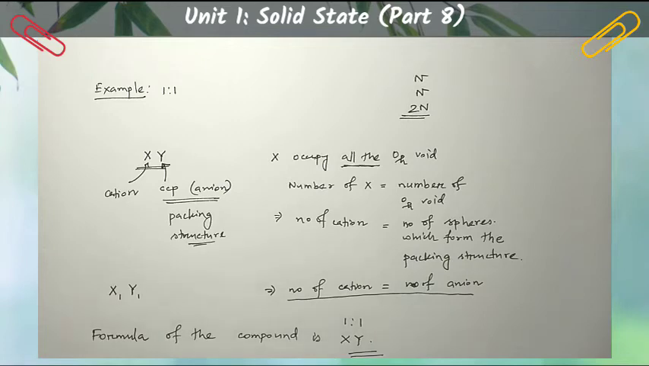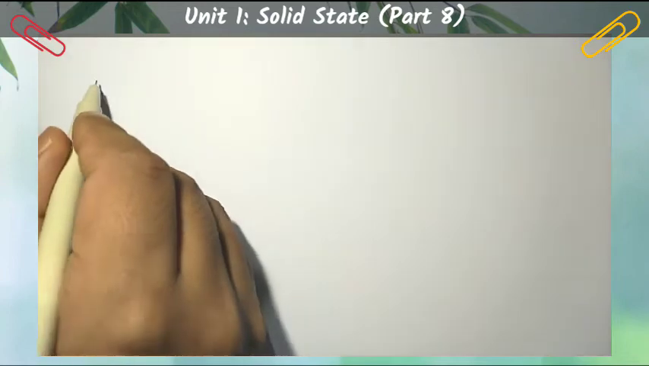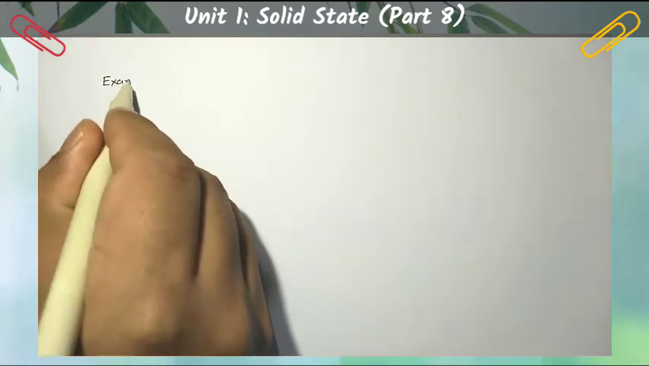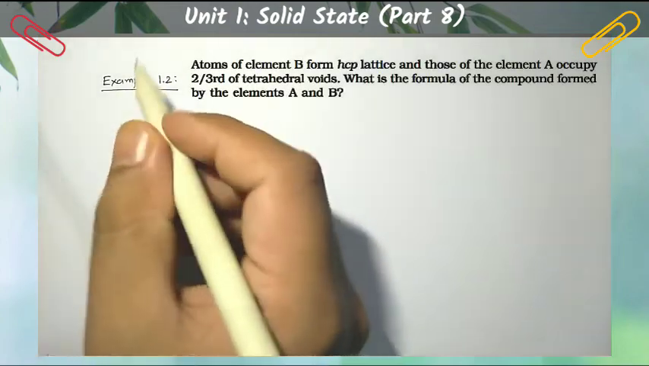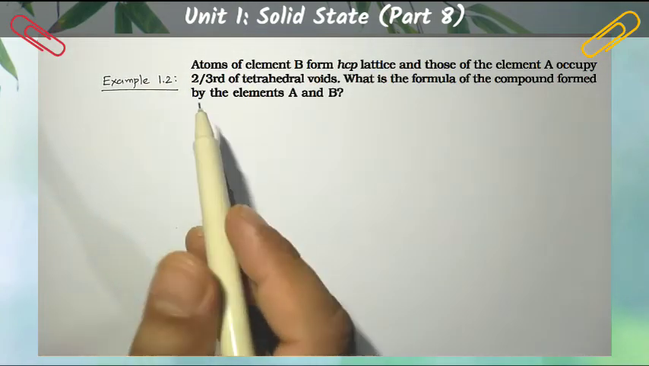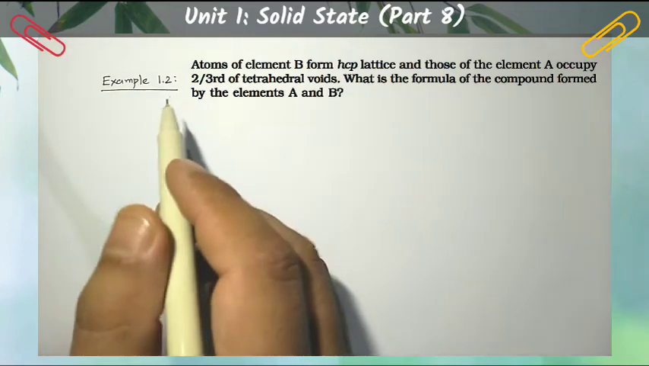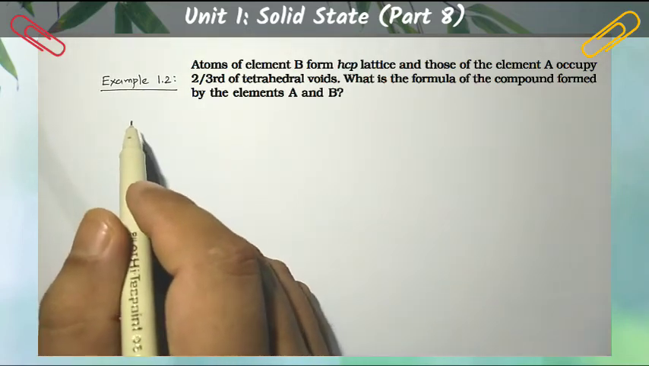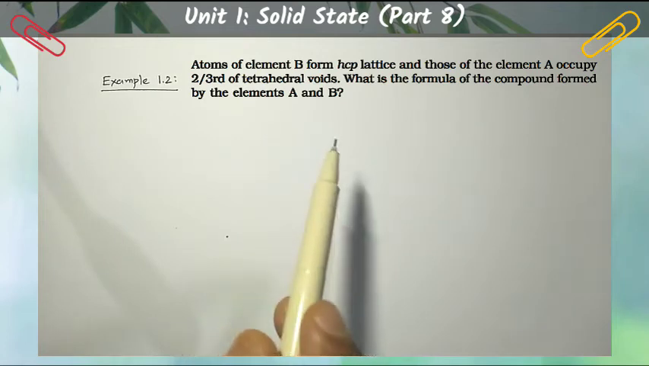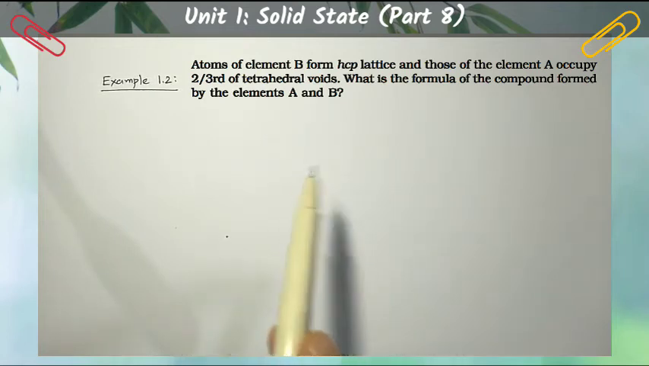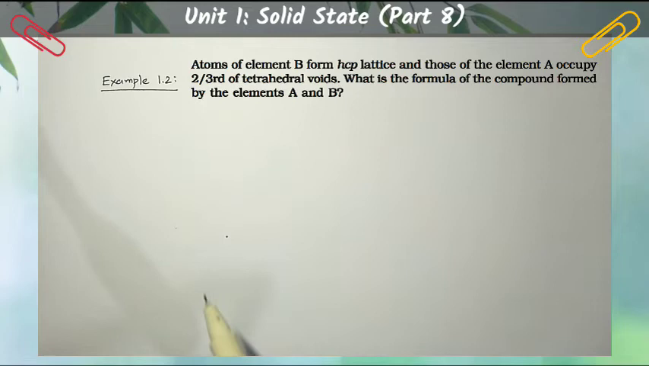So now let us discuss the second example. Coming to example 1.2, this example is also taken from your NCERT book. According to this example, atoms of element B form an HCP lattice, and those of the element A occupy 2/3 of the tetrahedral voids.